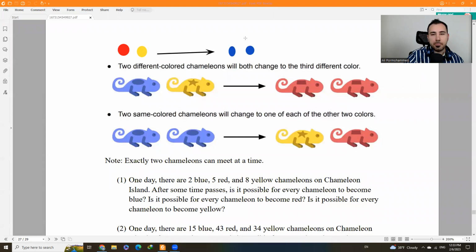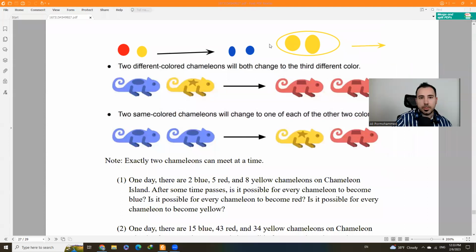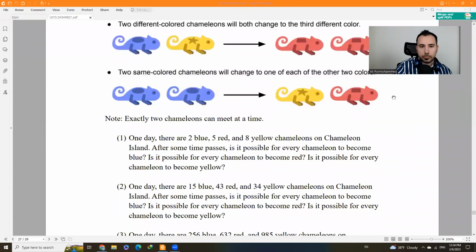All right. If two of the same color meet, for example yellow and yellow, the two yellows together, what do they create? They make one red, one blue. So that's the idea, right? Okay, so let's go and read the question. So please read question 1.